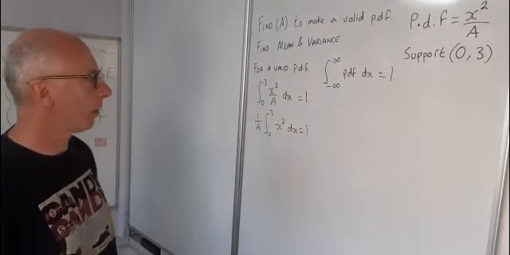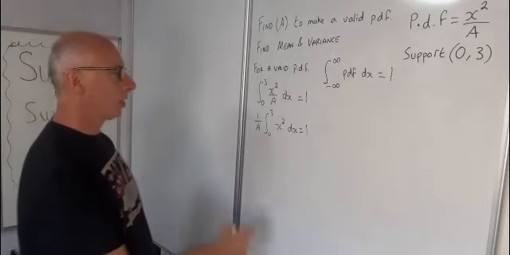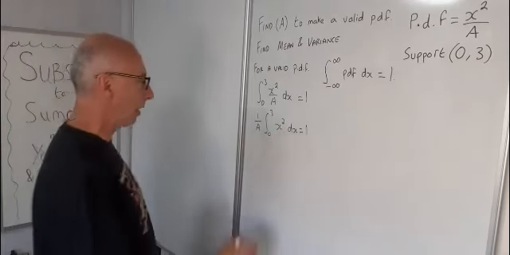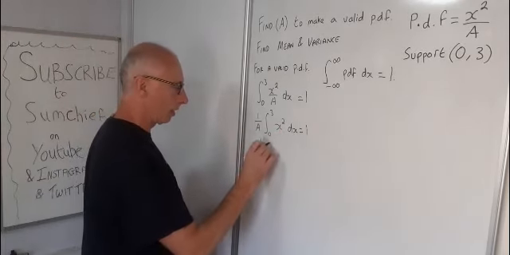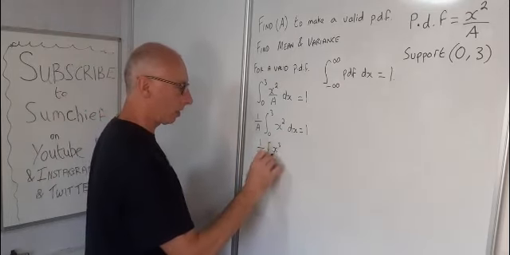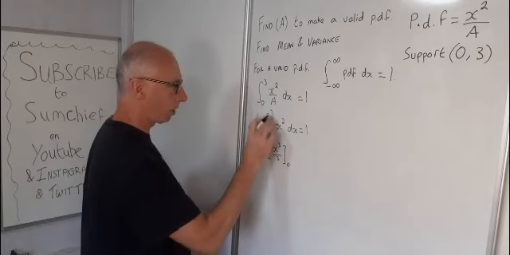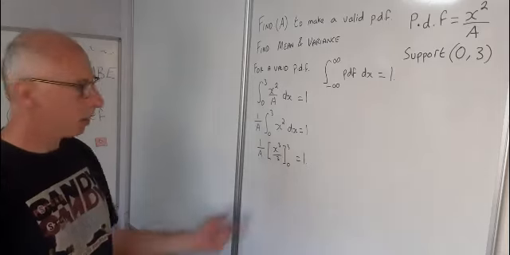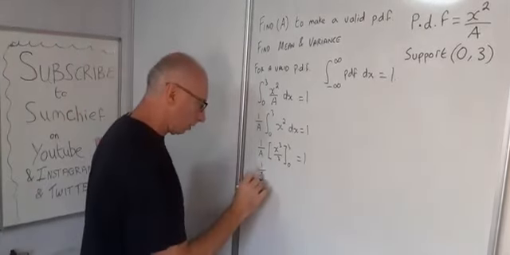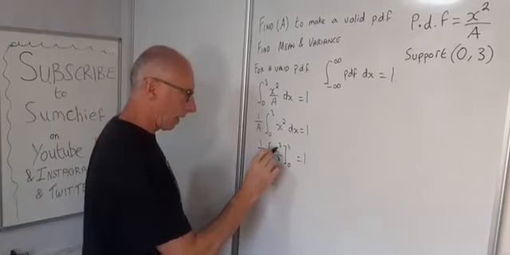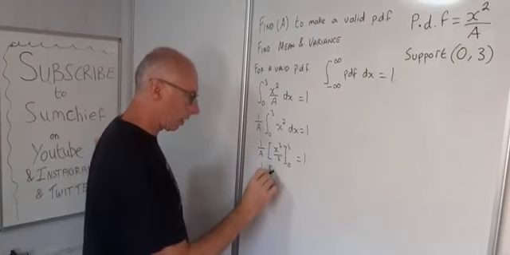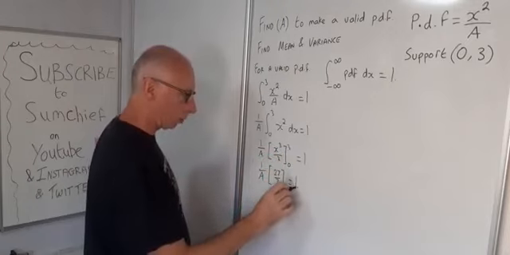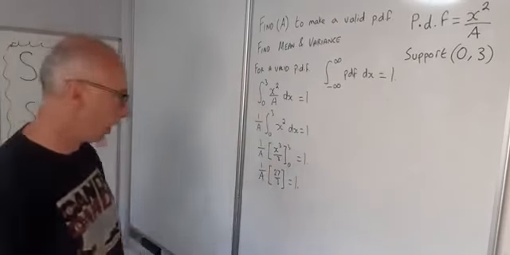Okay, now we've got a straightforward integral here. Power rule: increase the power by 1, divide by the new power. So 1 over a, x cubed over 3, from 0 to 3, and get that to equal 1. Let's plug in the values of x. 1 over a: when x is 3, we've got 27, and when x is 0, we've got 0. So that equals 1. 27 over 3 is 9.